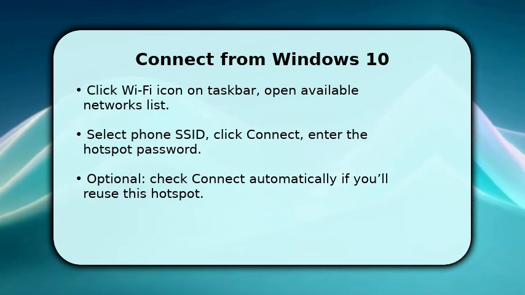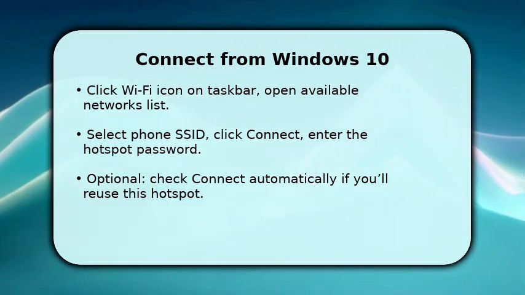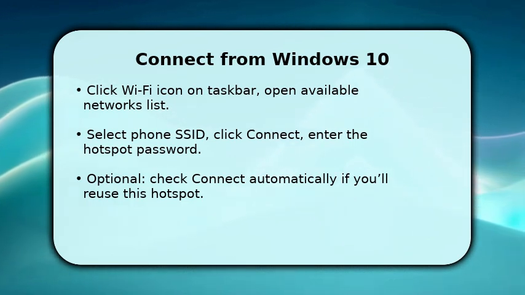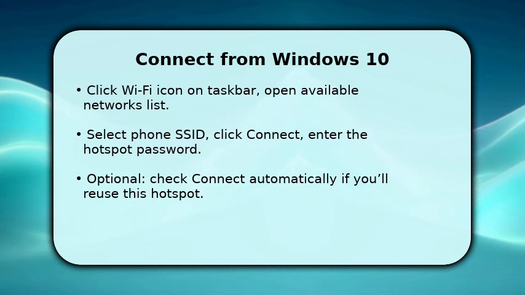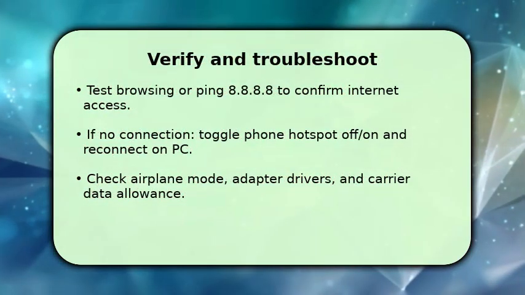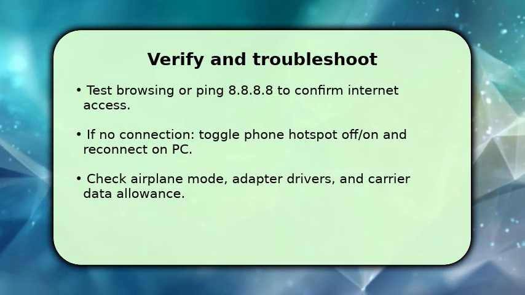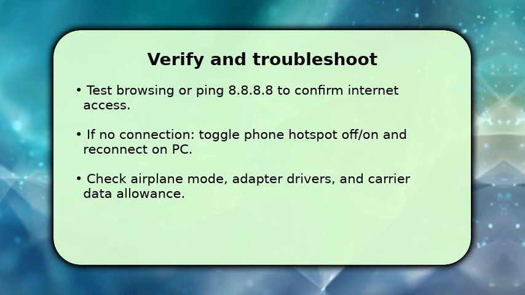Windows will authenticate and obtain an IP address. Once connected, verify the network shows connected and that internet access is available. If you plan to reuse the hotspot, check Connect automatically so Windows remembers the credentials and reconnects without prompting next time. Finally, verify the connection by opening a browser or running a quick ping to 8.8.8.8. This confirms internet, not just local Wi-Fi.